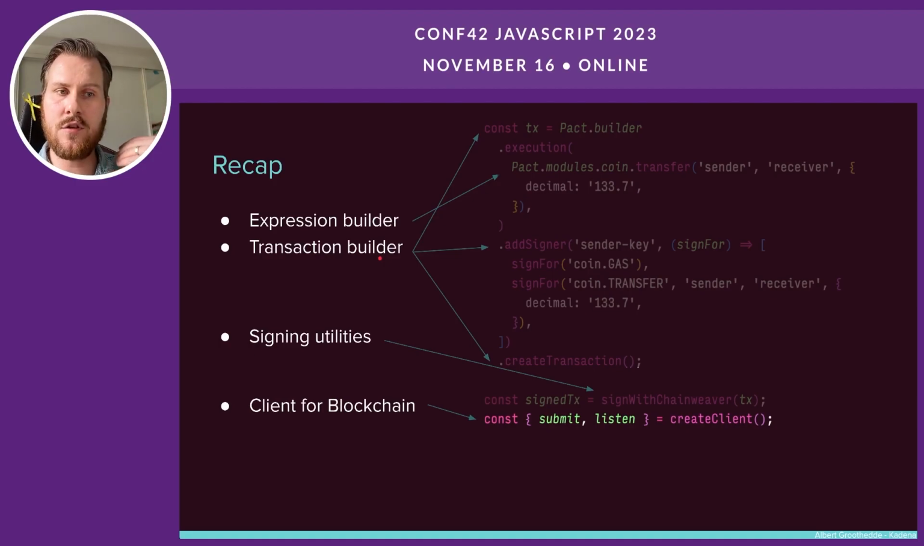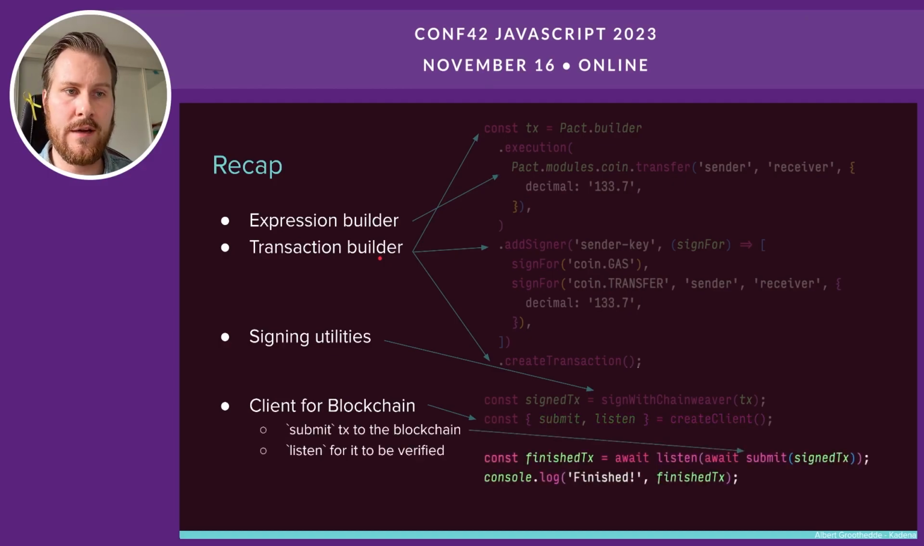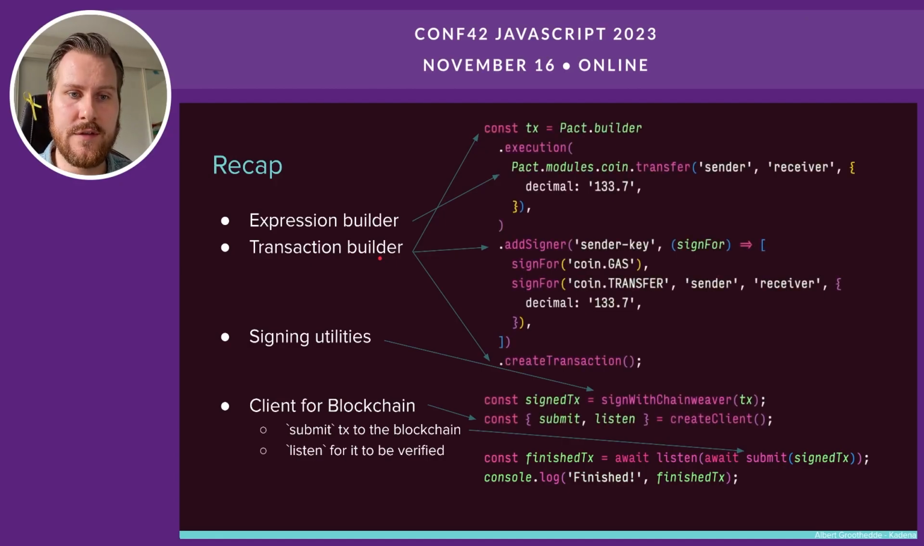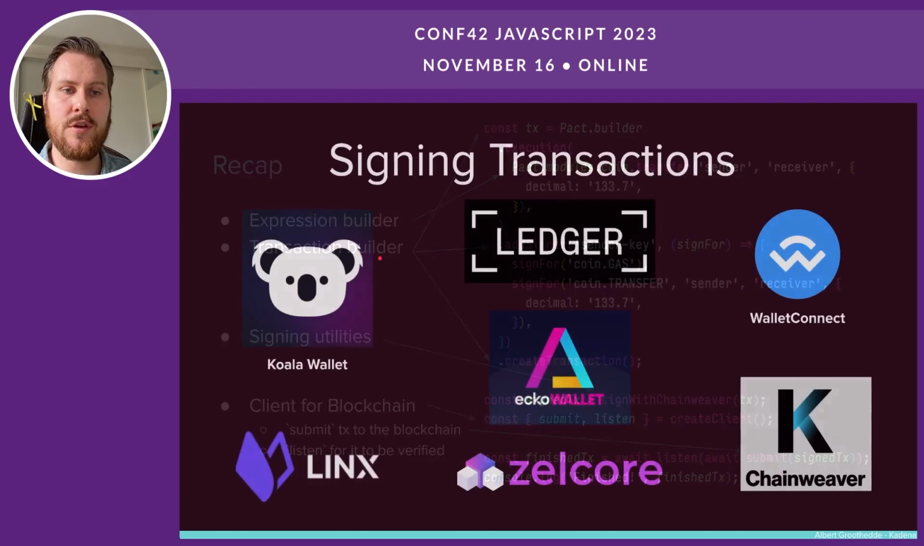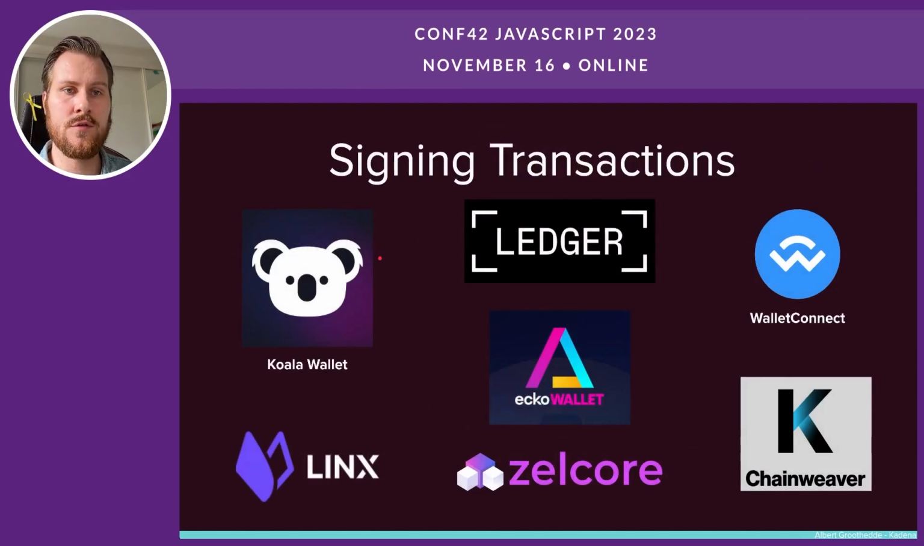Inside Kadena client is also a fetch interface that we can use to communicate with the blockchain. And finally, we have some information to submit it and also to listen to the transaction and wait for the transaction to be verified. And once the transaction is verified, we know that the receiver has received his money. Now, I said we have signed with Chainweaver, but there's also a bunch of other tools that we can use to sign with.